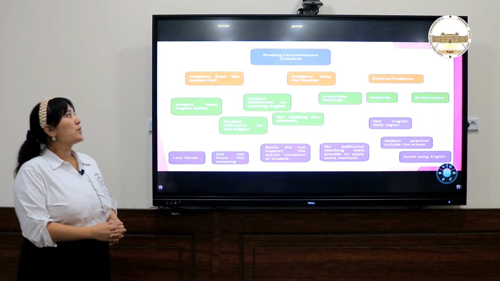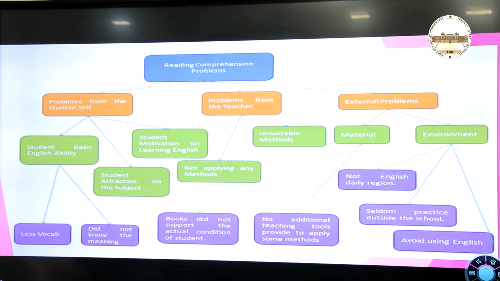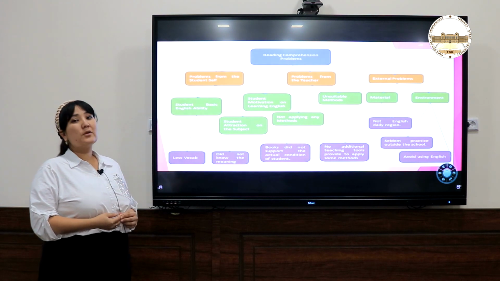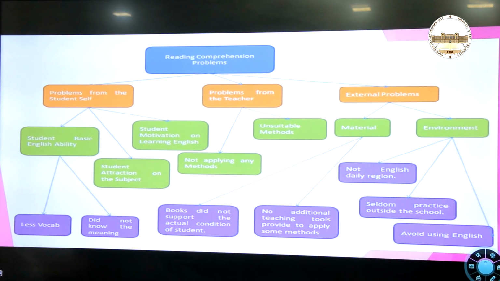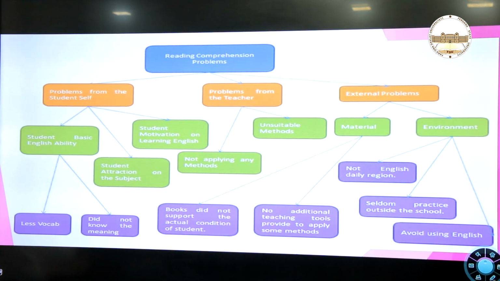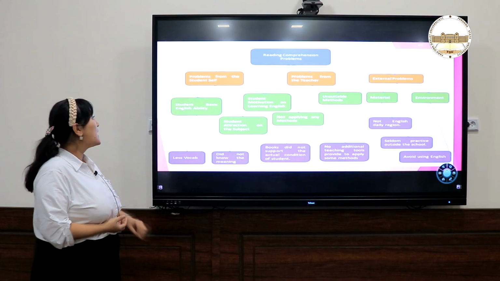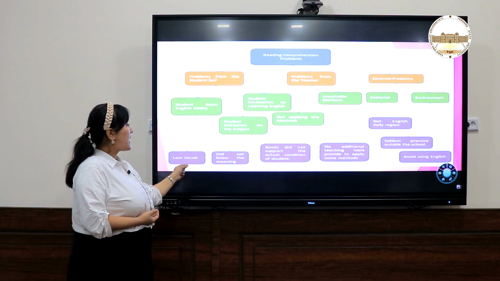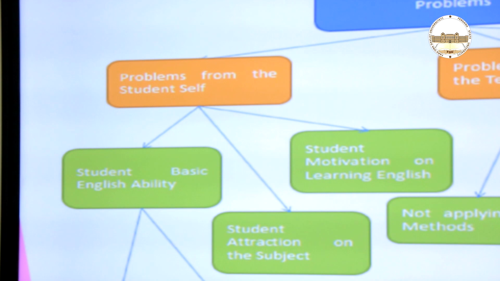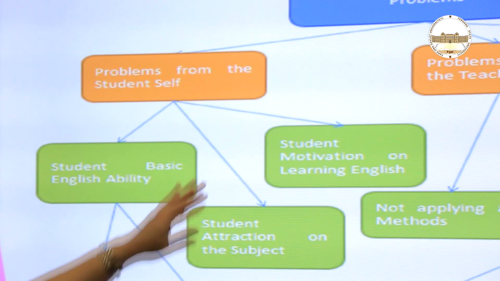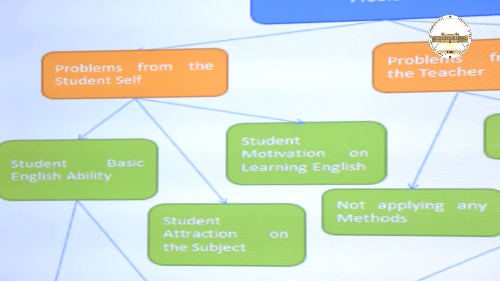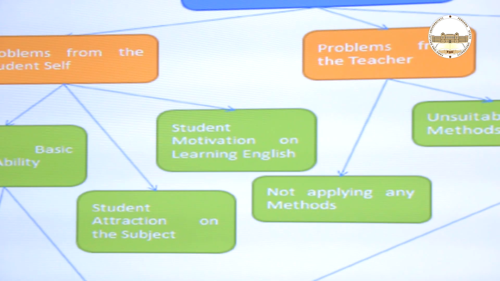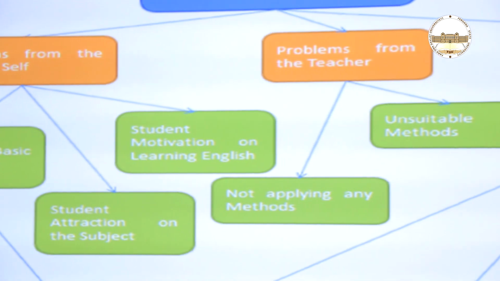So there are some problems in reading comprehension, and they are divided into 3 types. The first one is problems from the student themselves, the next one is problems from the teacher, and the last one is external problems. Here we can see students have limited English ability, like less vocabulary, or they don't know the meaning of the new words. The next one is students' motivation on learning English and students' attraction to the subject. Sometimes they cannot concentrate their knowledge on the text.